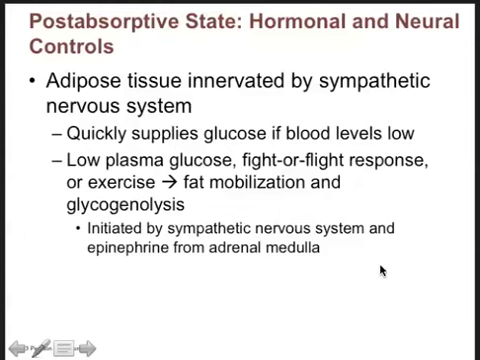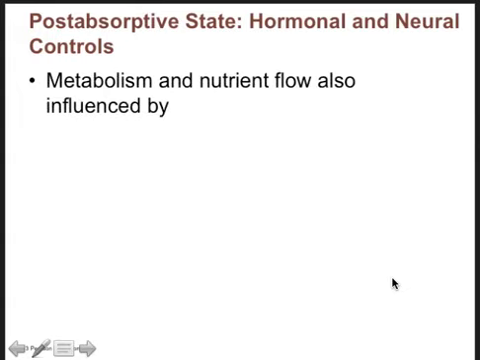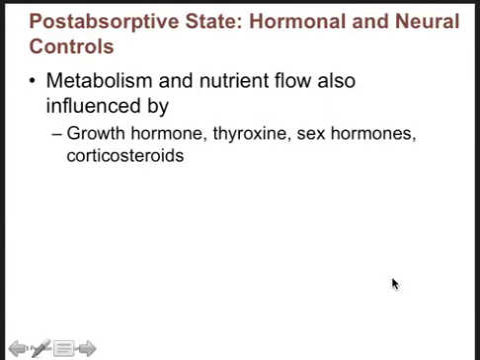This is initiated by the sympathetic nervous system and epinephrine that comes from the adrenal medulla. Remember that the adrenal medulla is basically a modified postganglionic sympathetic neuron that, instead of innervating a target, releases epinephrine directly into the bloodstream, and as a result you have these widespread effects. Essentially, the bottom line is that your blood glucose levels will begin to climb and your fuel reserves will begin to shrink. Metabolism and nutrient flow is also influenced by growth hormone, thyroxine, sex hormones, and corticosteroids.